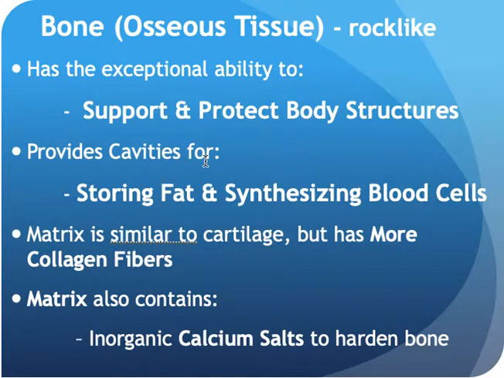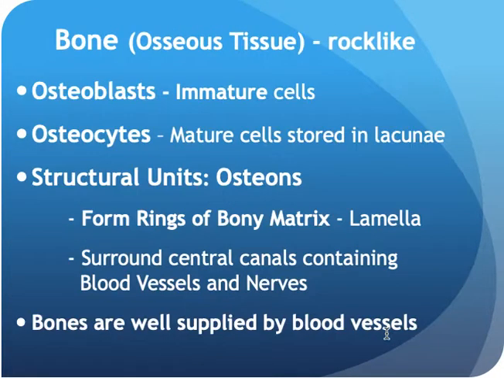It provides cavities also for storing fat and synthesizing blood cells. We're going to do a whole chapter, a couple chapters really, on the bones. The matrix is similar to cartilage, but it's going to have much more collagen fibers. So again, it just comes down to the amount and the types of fibers. The matrix is also going to contain inorganic calcium salts, and we're going to use these to harden the bone and make it even tougher.